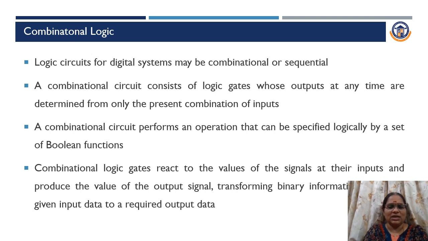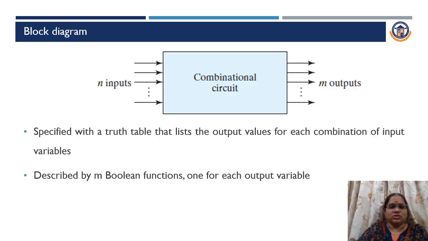This circuit design can be done by means of a set of Boolean functions which define what logic the circuit has to implement. Here is a block diagram which shows a combinational logic circuit having n inputs and m outputs. n can be any value and similarly m can be any value. The relation between the input and output can be specified by a truth table. For the given set of inputs, what may be the output? That is clearly defined in the truth table. Similarly, for each Boolean output, that is m, we have a Boolean function. Referring to that Boolean function, the circuit will be designed.